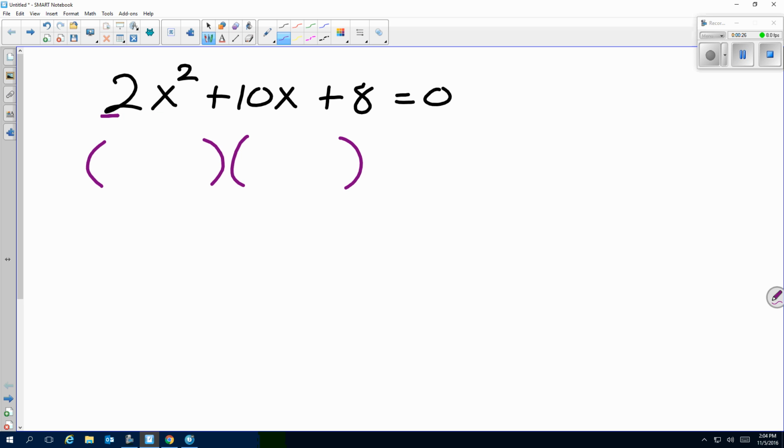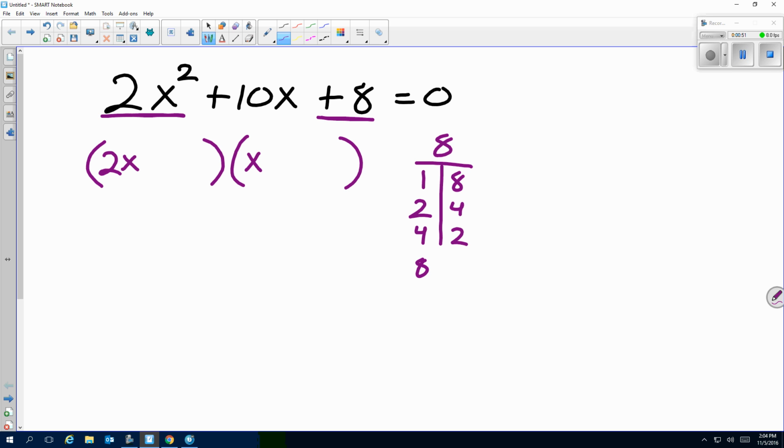Okay? I need two values that multiply together to give me 2x squared. Well, I know I can say 2x times x. And now I need multiple values that will multiply to give me a positive 8. Now, I'm going to get some options. I could have 1 and 8. I could have 2 and 4. I could go alternate and go 4 and 2, or even 8 and 1.